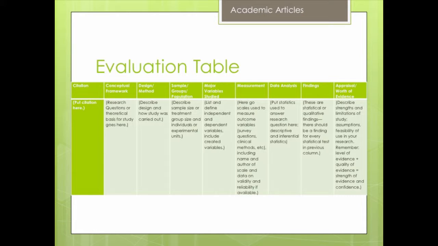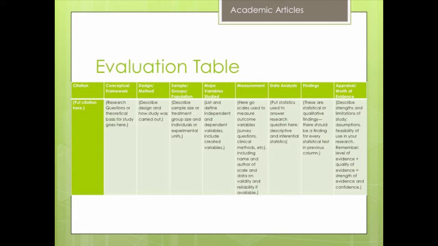So each category or column has a title that really relates back to all of these questions that I've just gone through. From, you know, okay, of course you put your citation, that's just for record keeping. Then you outline the conceptual framework. What is the research question and the theoretical framework? Why is this study even being done in the first place? What is its purpose?